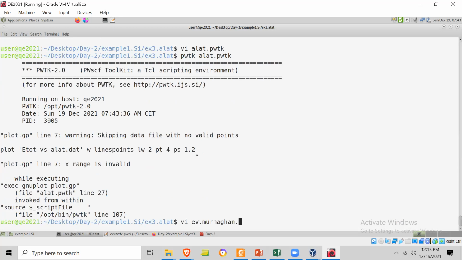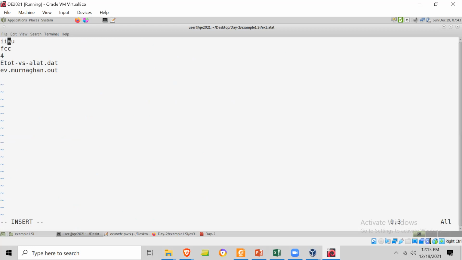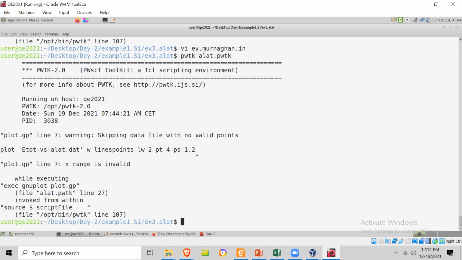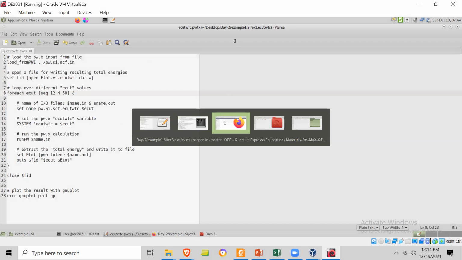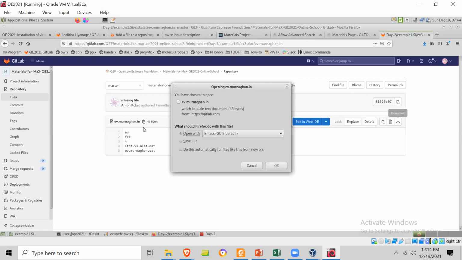This happens because I copied it, there might have been a character that came up that is not recognized by the software. It's not working. Let's download this and see whether it works with that.